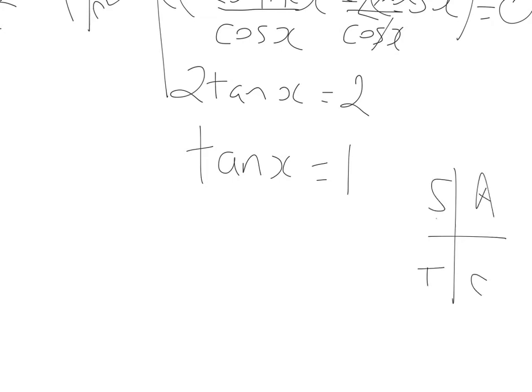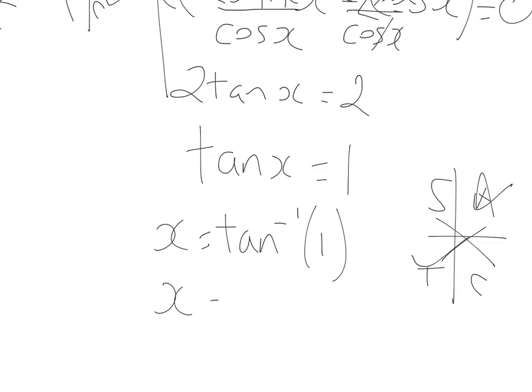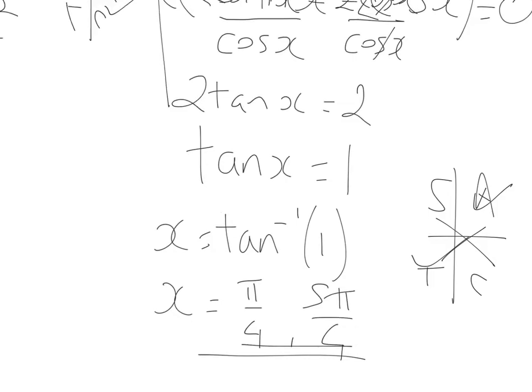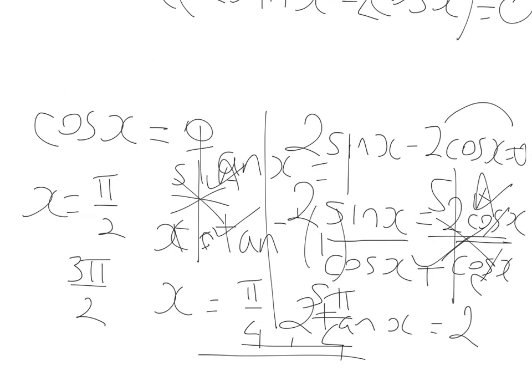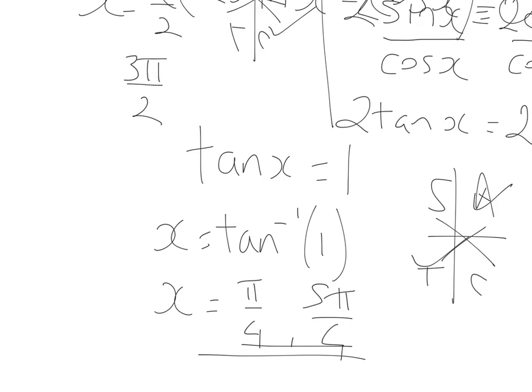Again, get my cast diagram up, and this time I'm in the tan quadrants. So x equals tan inverse 1, which is 45 degrees, but it's radians. So that's pi over 4, and that's in the all quadrant. In the tan quadrant, that's going to be pi plus pi over 4. So a pizza plus quarter of a pizza will give me 5 quarters. And that is the final answer, pi over 4, 5 pi over 4. And from up here, it was pi over 2 and 3 pi over 2.